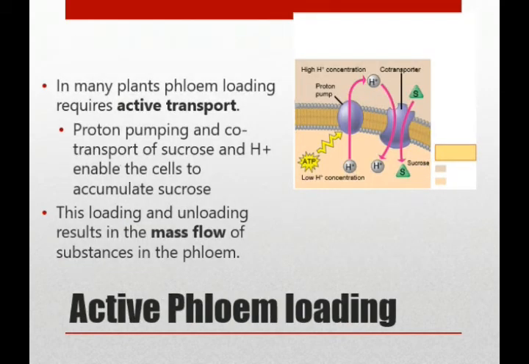In many plants, phloem loading requires active transport. That means you need energy. So proton pumping and co-transport of sucrose and H+ enables the cells to accumulate sucrose. This loading and unloading results in mass flow of substances in the phloem.